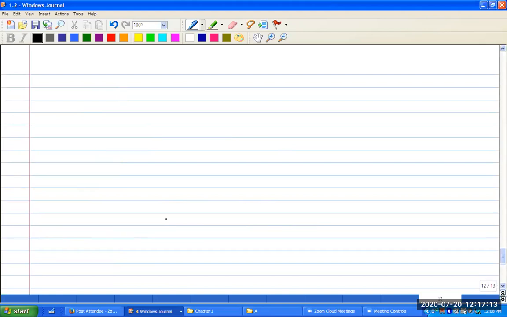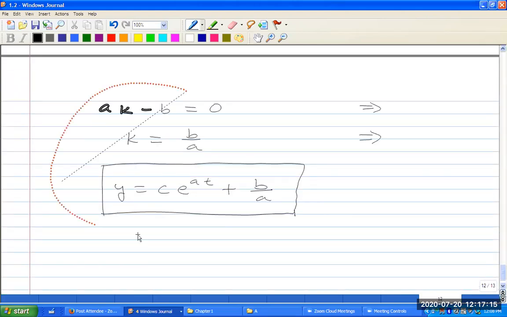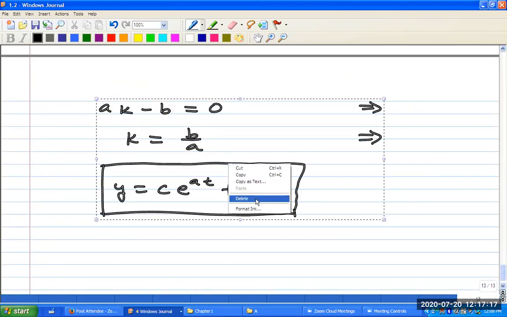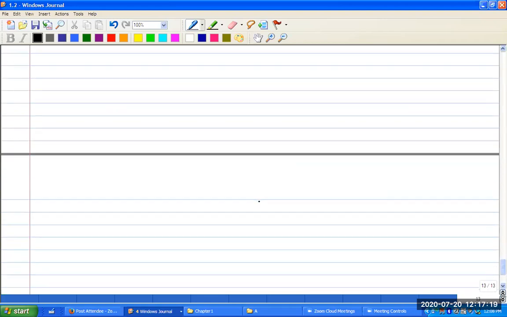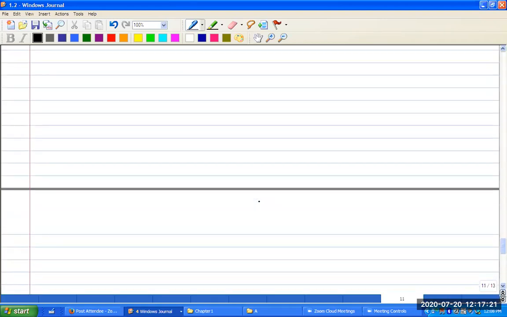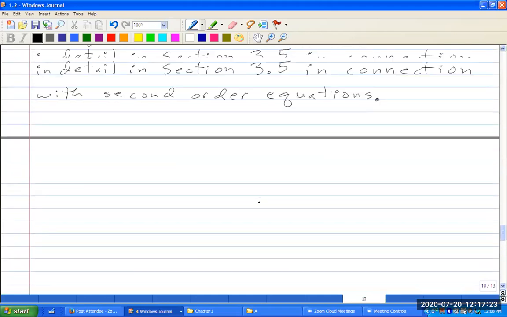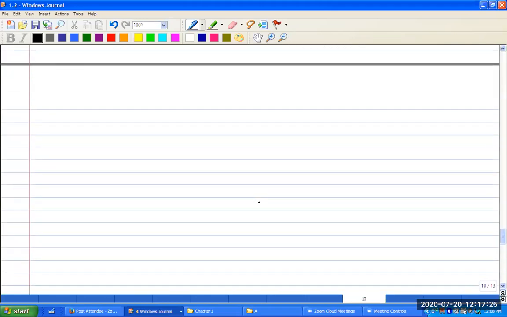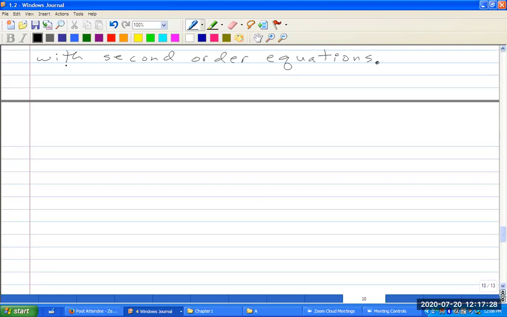Okay, and then the last one. Okay, so we have the following differential equation. So this is method of undetermined coefficients.